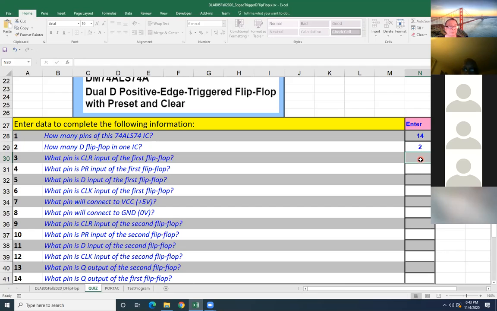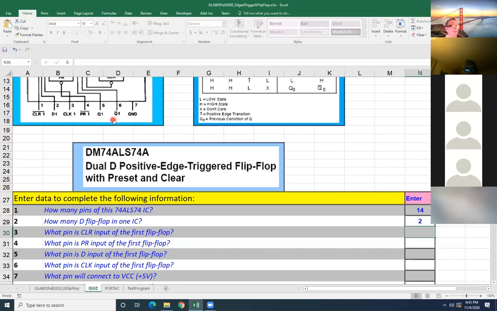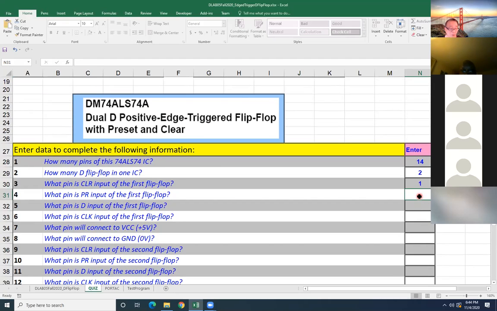Number 3. 1. Okay, what pin for clear? Go up here. Clear is pin number 1. Correct. Okay, next one. 4. Yep. Okay, you tell me what the next one is. 2. What's the next one? 3.